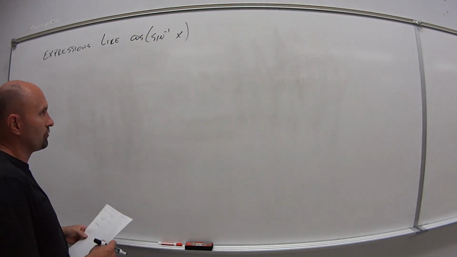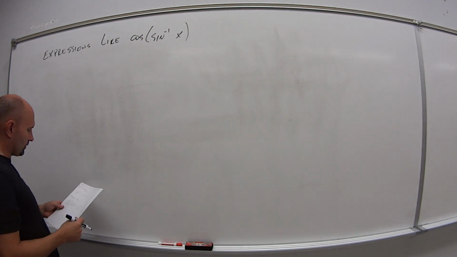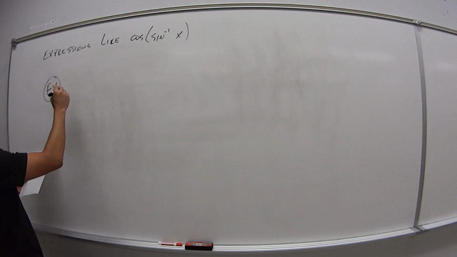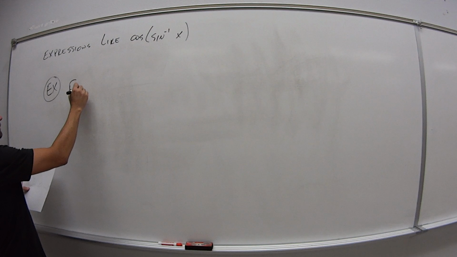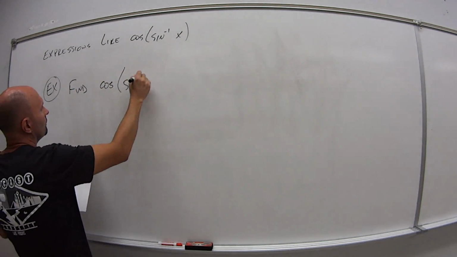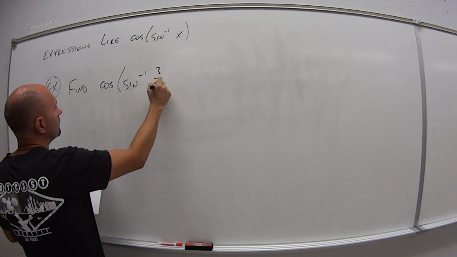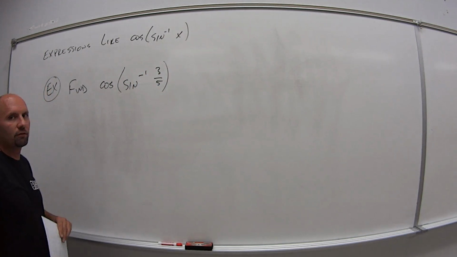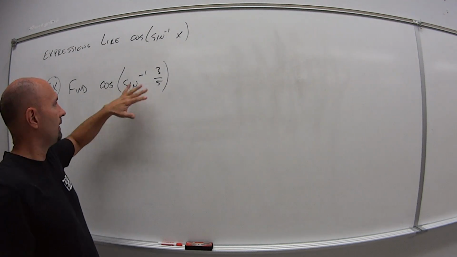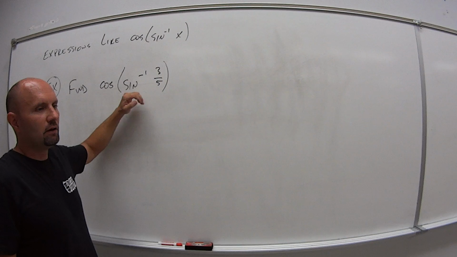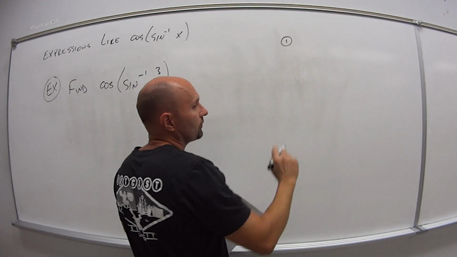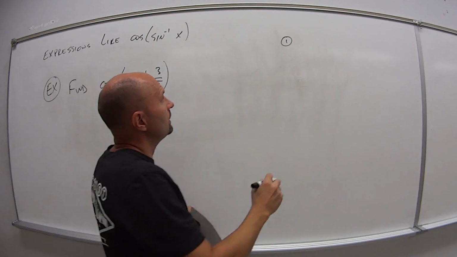But now when we have this situation where we have two different functions, we'd have an example like the following. We want to find cosine of sine inverse of 3/5. When we have problems like this, and once they get a little more complicated, it'll be the same process to solve. The first thing we're going to do is draw a triangle.